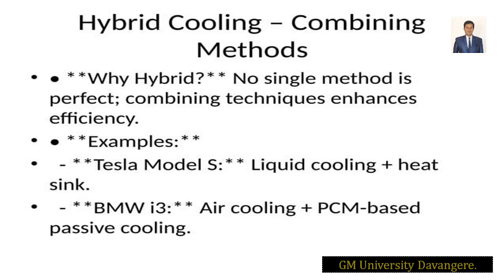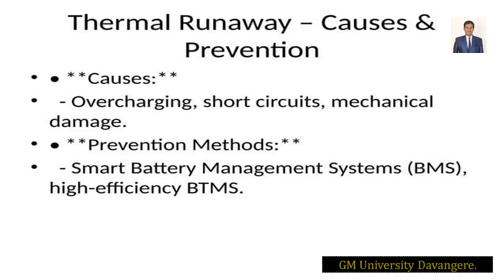In the BMW i3 electric car, they are using air cooling plus PCM based cooling. Air cooling is there, and the PCM based cooling has also been incorporated in the BMW car, right? So what are the causes of thermal runaway? As we discussed, overcharging, short circuit, and mechanical damage lead to it. We have to prevent this by using a BMS with a high efficiency of BTMS methods.